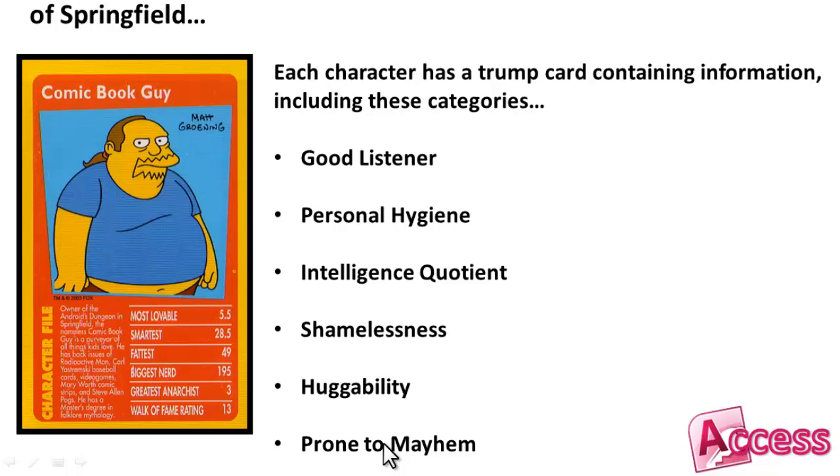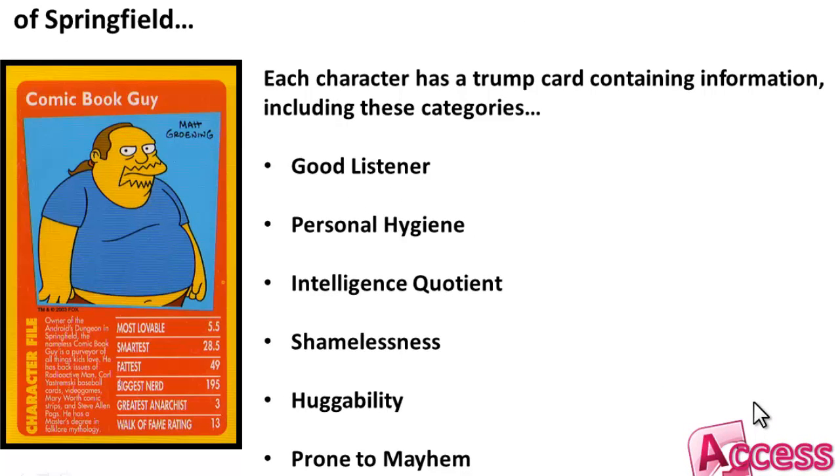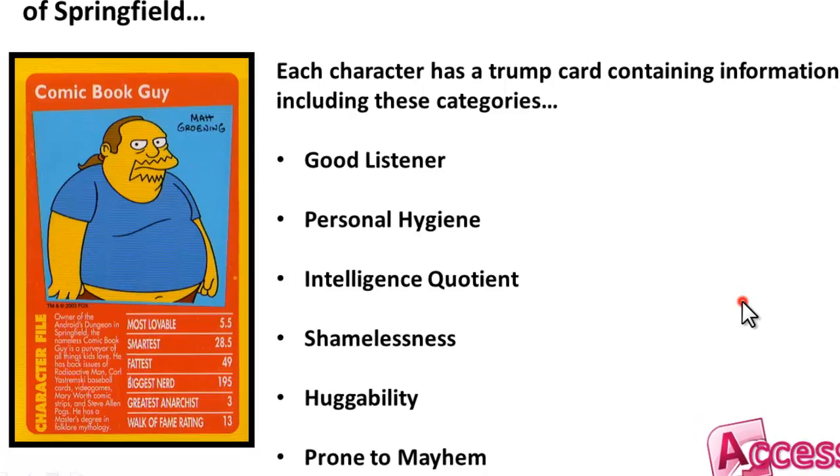So what we're going to do is create a database which actually stores all of this information about each of the Simpsons characters. We're going to be creating a database using Microsoft Access. We'll be entering the information from the top trump card, and then we'll be swapping them around to enter all of the other information into the database. So by the end we should have 30 different Simpsons characters in our database with all of their relevant information. So then let's get started.